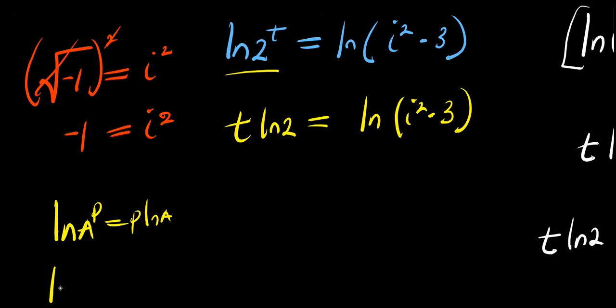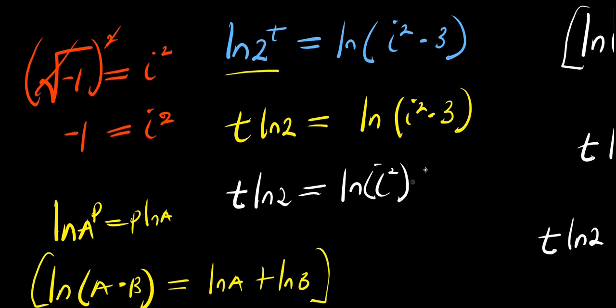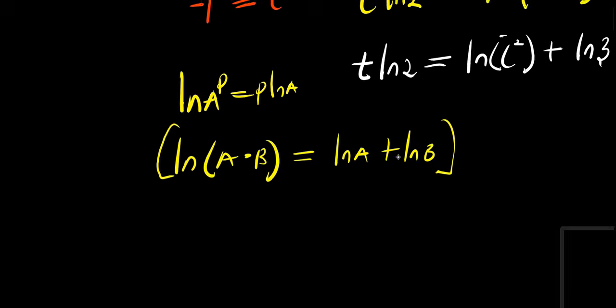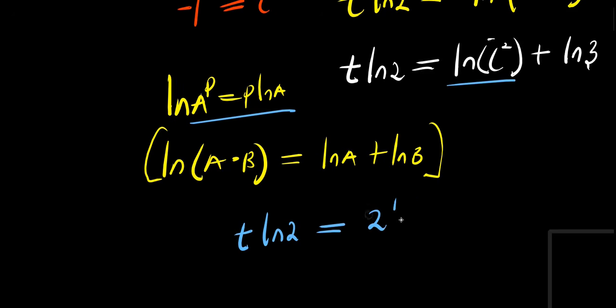And also, if you have natural log of a times b, this equals natural log of a plus natural log of b. So, I will have t times natural log of 2 equals natural log of i power 2 plus natural log of 3. Now, I apply this identity here. I have t times natural log of 2 equals 2 times natural log of i plus natural log of 3.